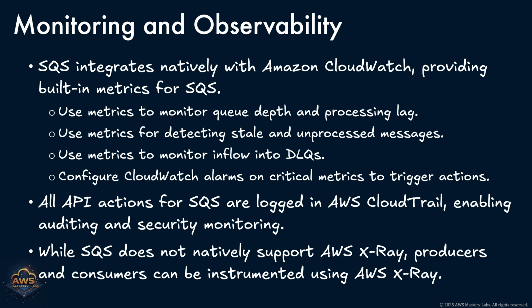These metrics can be used to closely monitor queue depth and processing lag. For example, approximate number of messages visible tells you how many messages are waiting to be processed, while approximate number of messages not visible can indicate messages in flight or being processed. If these numbers are consistently high, it may signal that consumers are overwhelmed or under-provisioned. Another key metric, approximate age of oldest message, helps detect stale or unprocessed messages, a strong indicator that something might be broken downstream.